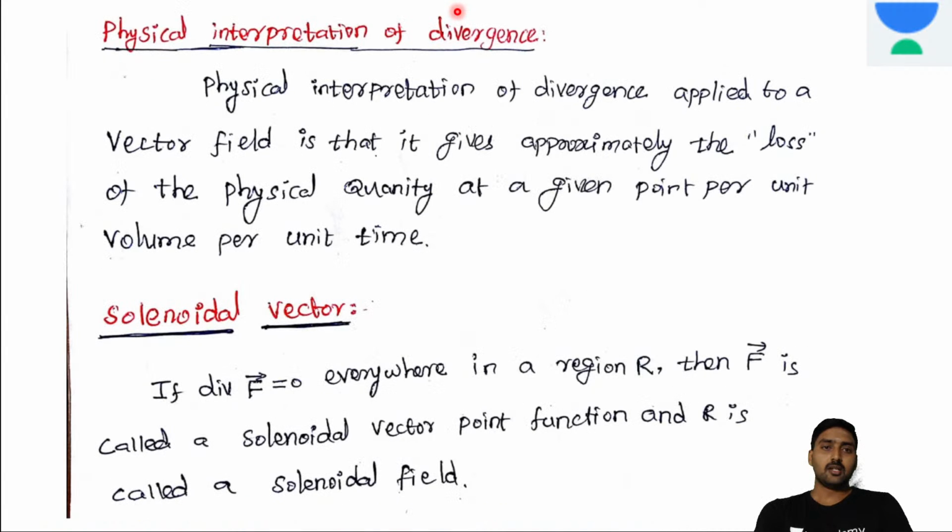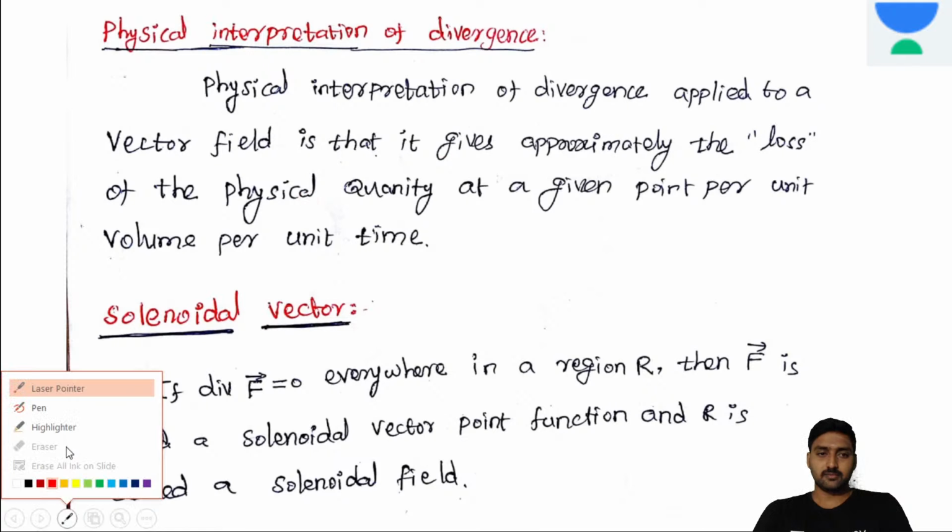Okay. Now the physical interpretation of the divergence. What does it indicate? The physical interpretation of the divergence applied to a vector field is that it gives approximately the loss of the physical quantity. For example, in fluid mechanics, the losses in the flow through pipes are based on the vector field function. As well as the electrical and magnetic field intensity or magnetic field loss, it's based on the vector field function.